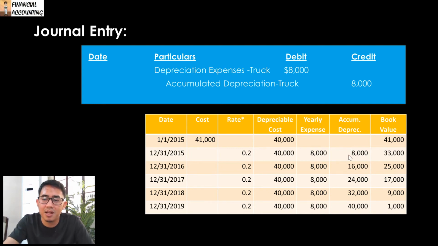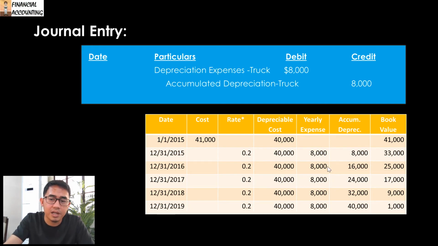And we have here accumulated depreciation. Accumulated depreciation is a contra asset account. Therefore, every year it would increase its value. So in your presentation of your financial statements, your book value minus accumulated depreciation is your net book value. So after the first year of the usage of the item, your book value is 33,000. That's 41,000 minus 8,000, 33,000.